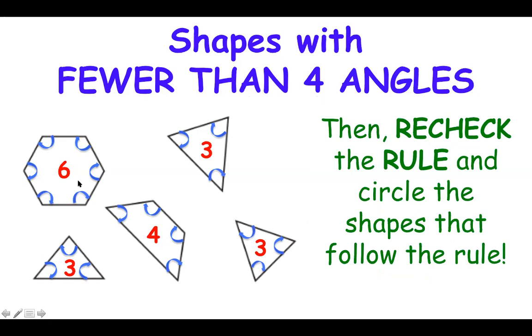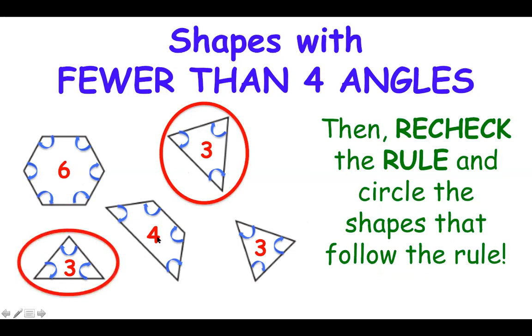Is 6 fewer than 4? Nope. Is 3 fewer than 4? Yep, we'll circle that one. Is 3 fewer than 4? Yep, we'll circle that one. Is 4 fewer than 4 angles? Nope, that's exactly the same, so we're not going to circle that one. And last, is 3 fewer than 4 angles? Sure is. So out of these 5 shapes, these 3 match the rule of having fewer than 4 angles.